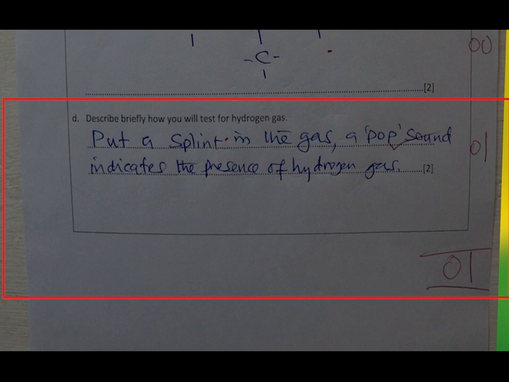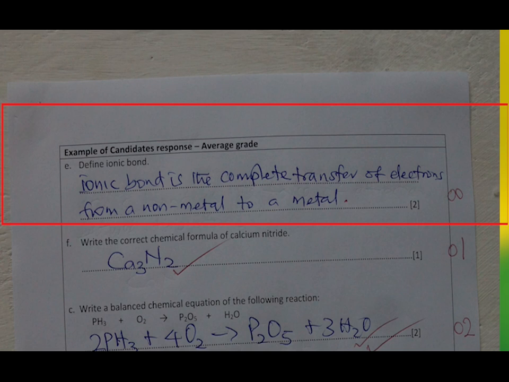The candidate said, put a splint in the gas. A pop sound indicates the presence of hydrogen gas. Once the student did not indicate the type of splint, it makes the answer wrong, and therefore is awarded 1 mark out of 2. Let us turn our attention to the response of the second candidate.